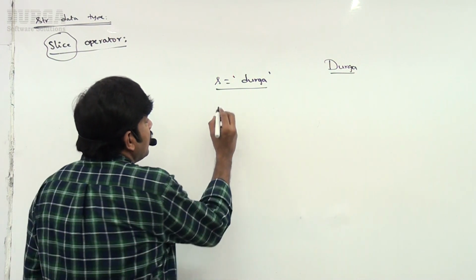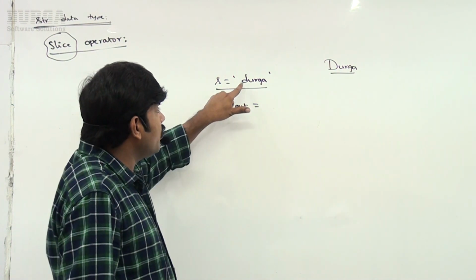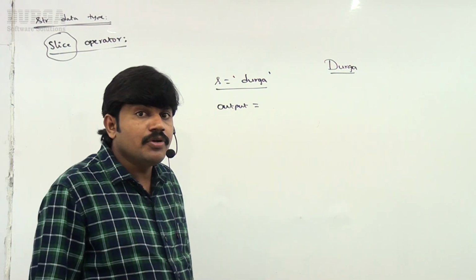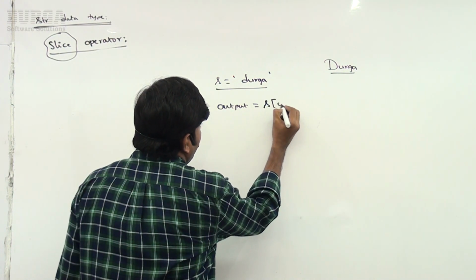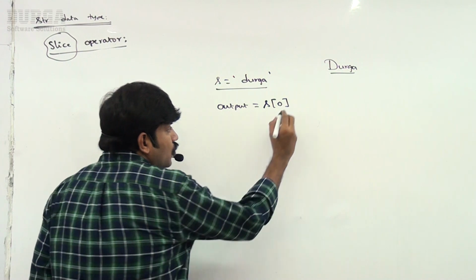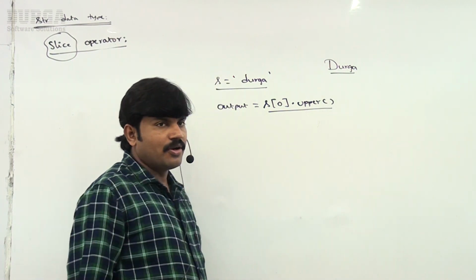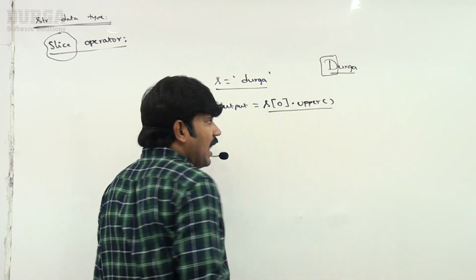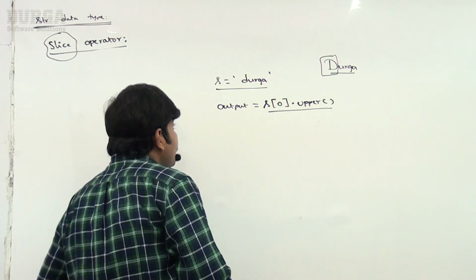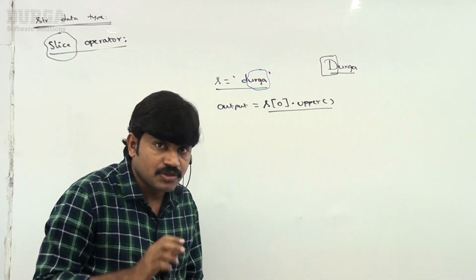Very simple, sir. Output is equal to... I want to get the first character. How can you access the first character of the string? s of 0 is the first character. I want to convert this first character to uppercase, so small d will become capital D. And then for the remaining, from index 1 until the end, you have to take it as it is.